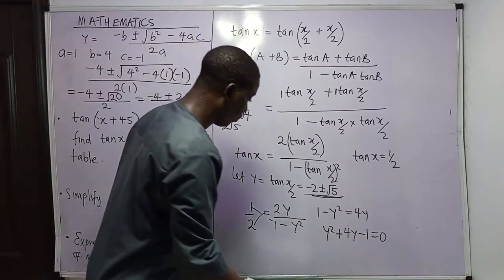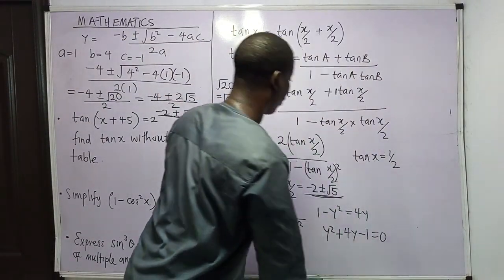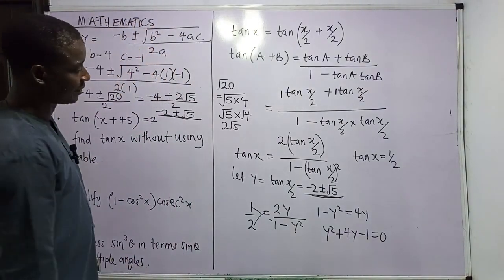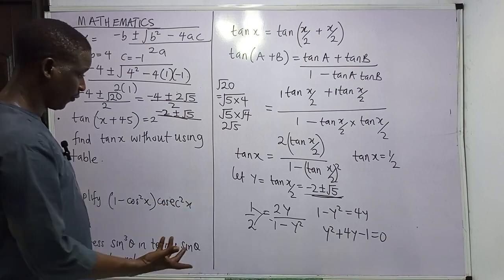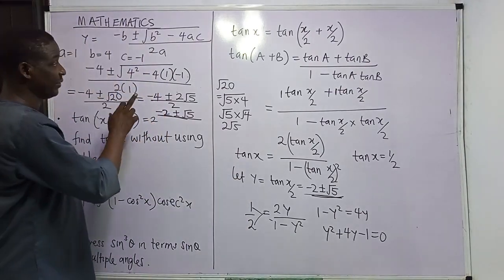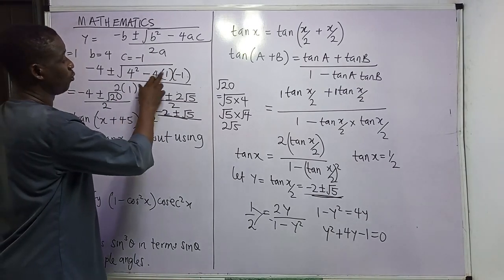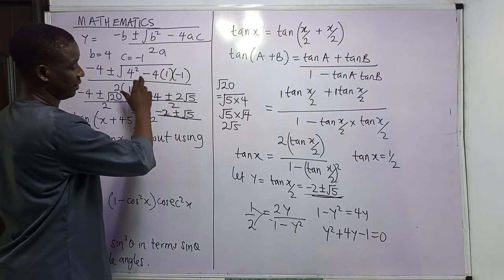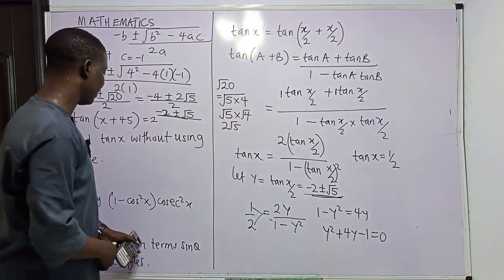I will go with 2 plus or minus root 5. I think that will be better from what we have solved. So take your time to look at the question very well, because the problem people have here is when they make mistakes. So that is just that.